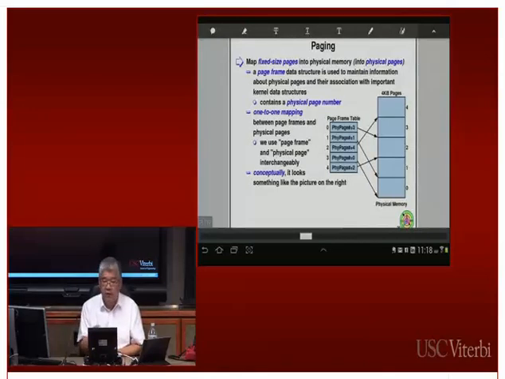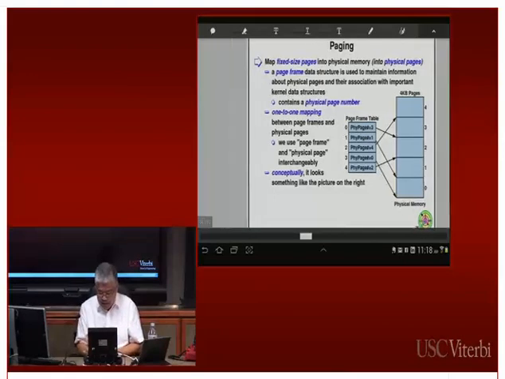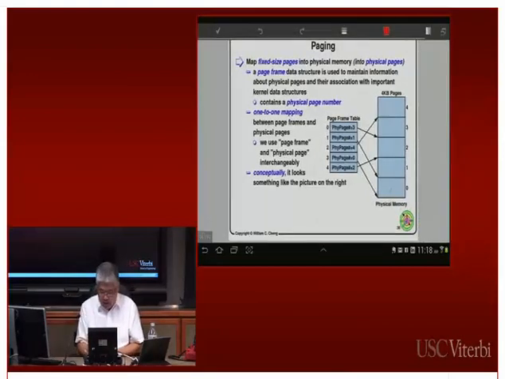Okay, so there's a virtual address. The virtual address is divided into pages. Physical memory, we're also going to divide into pages. Okay, and the page size is going to be the same. Okay, so here's physical memory. We're going to divide it into 4 kilobyte pages, and this is page 0, page 1, page 2, etc.